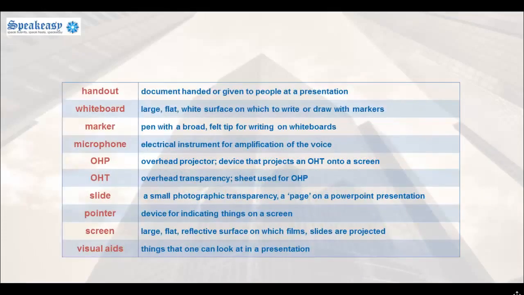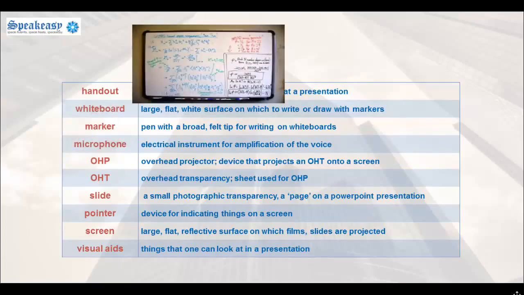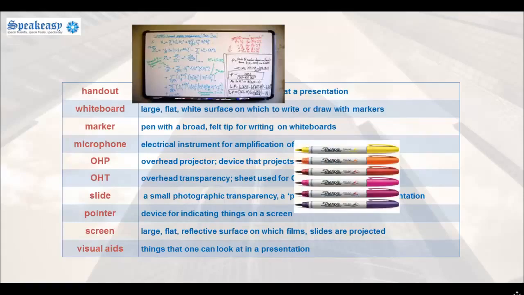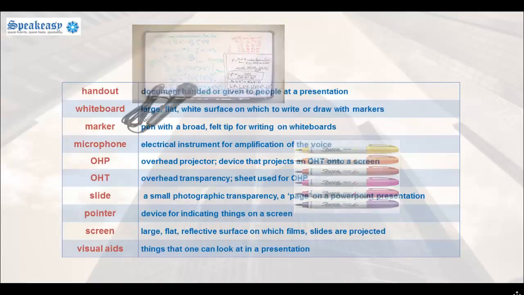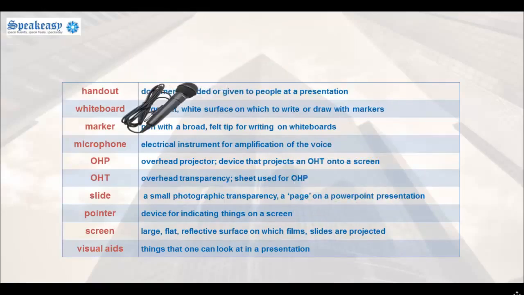First, let's look at some vocabulary words. Handout. This is a document handed or given to people at a presentation. Whiteboard. A whiteboard is a large, flat, white surface on which to write or draw with a marker. Marker. Pen with a broad felt tip for writing on a whiteboard. Microphone. An electrical instrument for amplification of the voice.